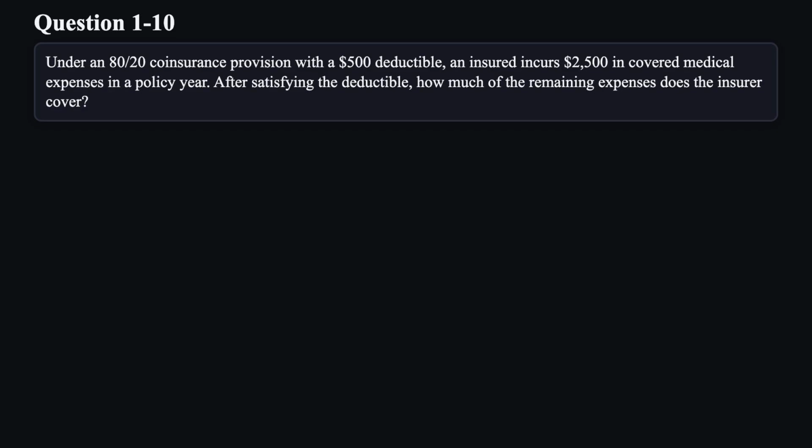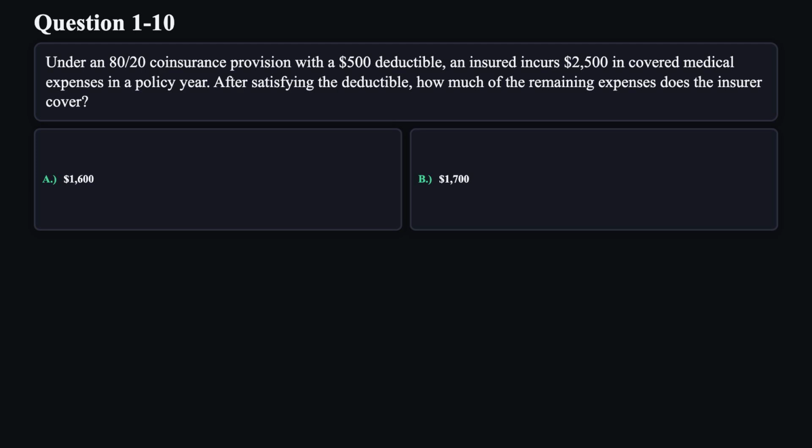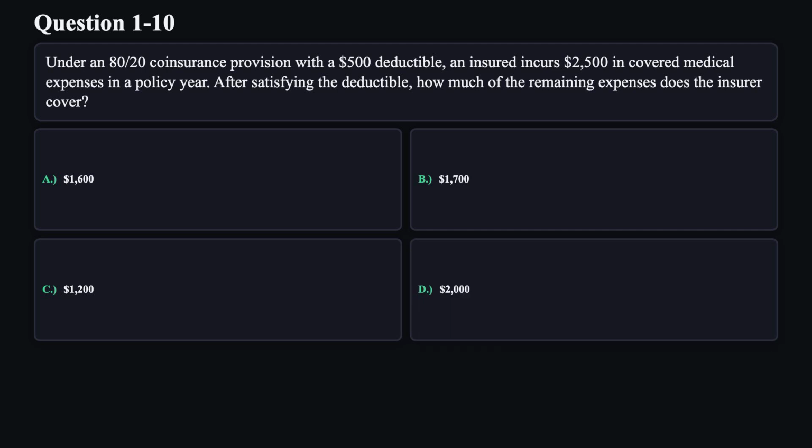Question 10. Under an 80/20 coinsurance provision with a $500 deductible, an insured incurs $2,500 in covered medical expenses in a policy year. After satisfying the deductible, how much of the remaining expenses does the insurer cover? A. $1,600. B. $1,700. C. $1,200. D. $2,000.